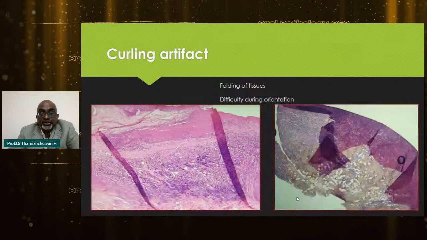Curling of the tissues is very common during grossing because the tissues get folded. So the technician should take some time to do proper rolling of the tissues to avoid the curling effect. On the left is one example, and on the right side is a tissue taken from my department yesterday, which was intentionally made to show for this presentation.